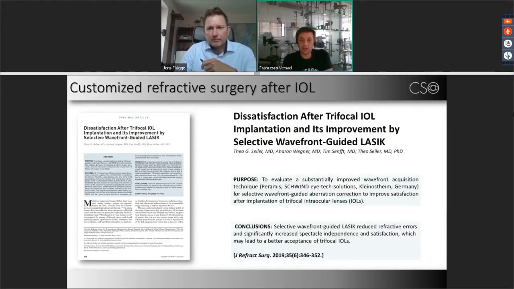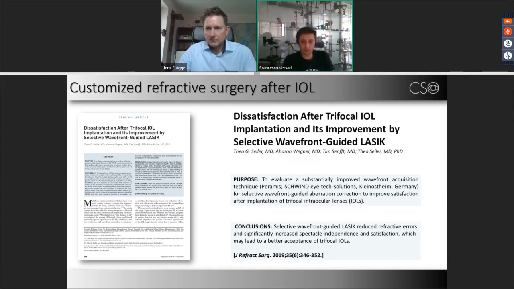Last but not least, I would like to highlight this paper from Theo Seiler, who used in combination the SCHWIND laser to correct the aberration due to misalignment or, generically, issues that happen after IOL implant.